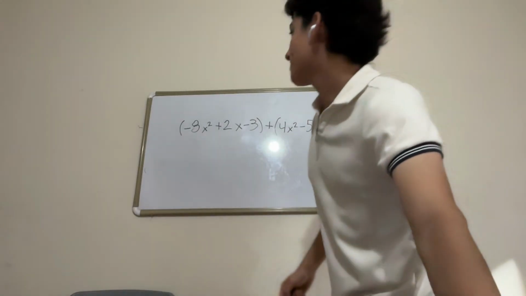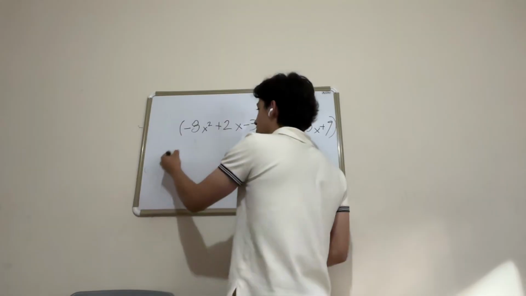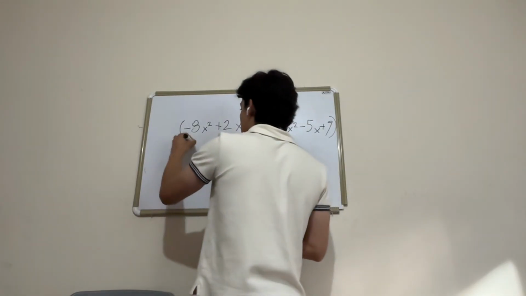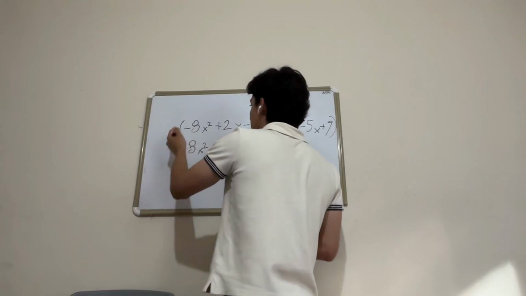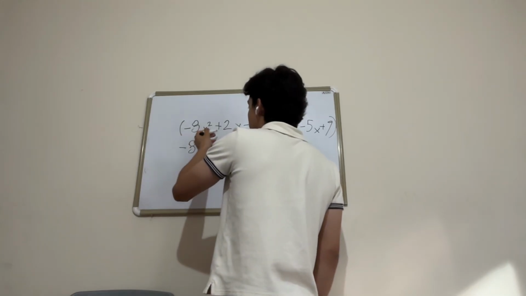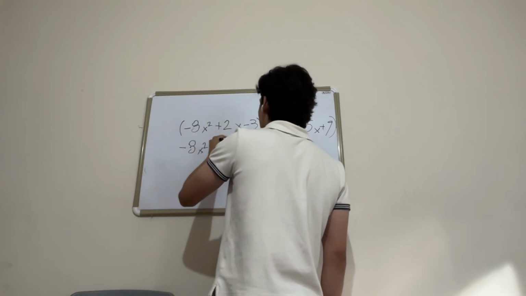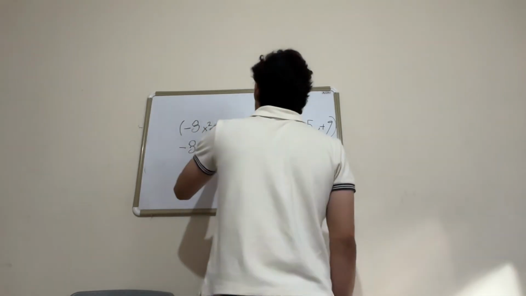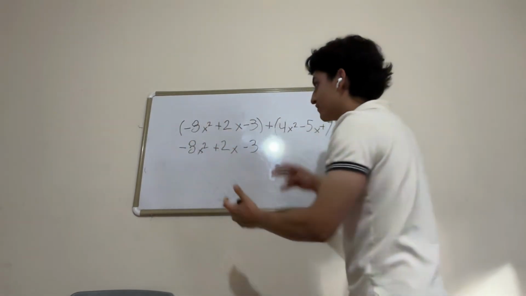So let's go. In this case, as we know, plus times minus is minus, right? So we're gonna have minus 8x squared. Then plus times plus, it was plus 2, plus minus 2x, plus minus minus 3. We now got rid of the parentheses, right?